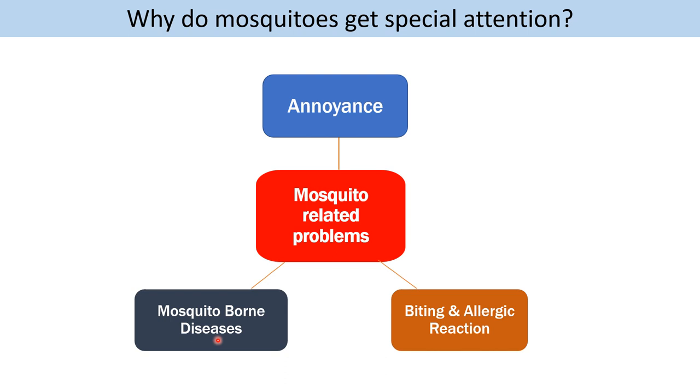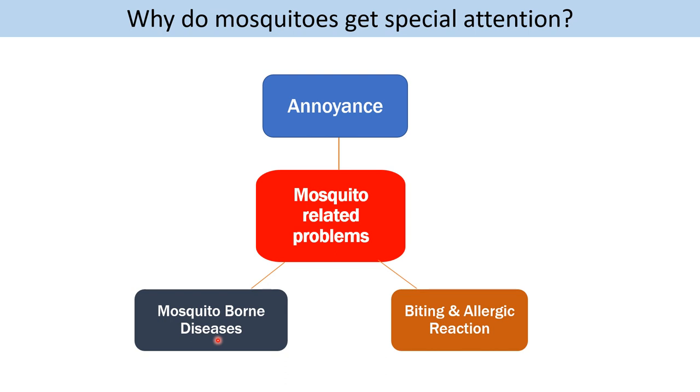Actually, the nuisance caused by mosquitoes has been a subject of writers since antiquity. Even the writings of Homer, Aristotle, and Pliny all mentioned the nuisance created by flies, including mosquitoes. Human history was also profoundly influenced by mosquito-borne diseases like malaria, yellow fever, lymphatic filariasis, and so on.